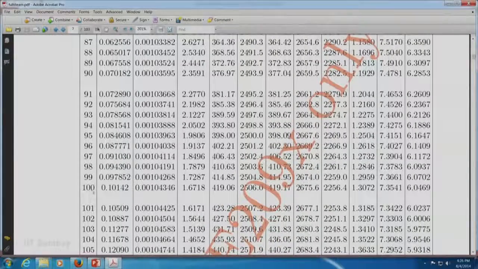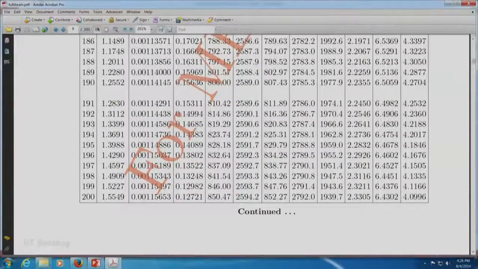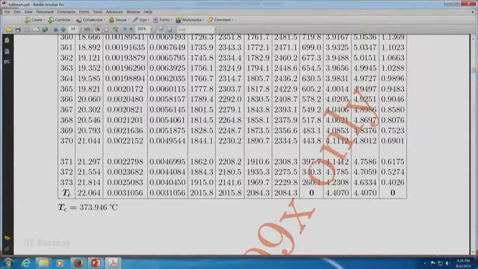You can see here at 100 degrees centigrade, the Psat(T) is 0.10142 MPa, about 0.1 MPa. I can go down, the temperature increments are still 1 degree centigrade, and you can see here the last value is Tc, which is the critical temperature, 373.946, and corresponding to that you have got a critical pressure, which is Psat(T) at this temperature, 22.064 MPa, and the increment is still 1 degree centigrade throughout.